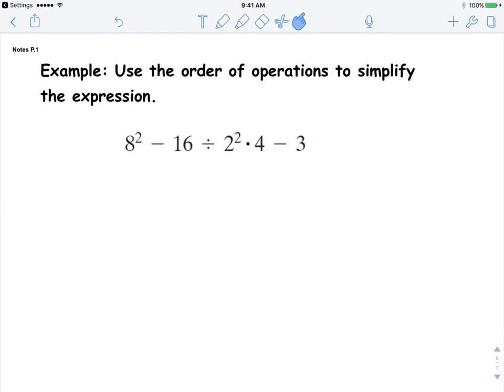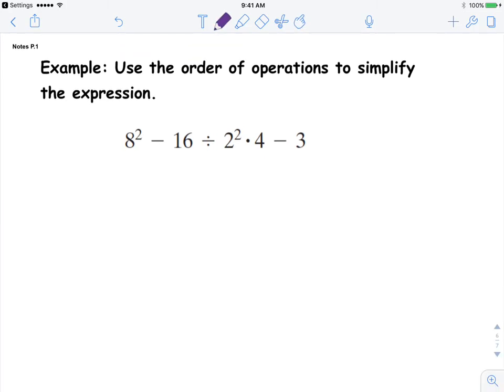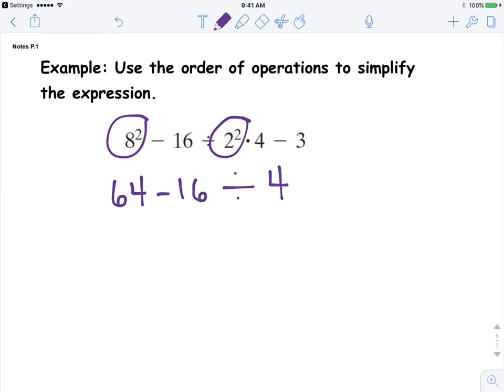Use the order of operations to simplify. There aren't any parentheses here, so we're going to go right on to exponents. So we have an exponent here, an exponent there. Let's take care of those. So we have 64 minus 16 divided by 4 times 4 minus 3.